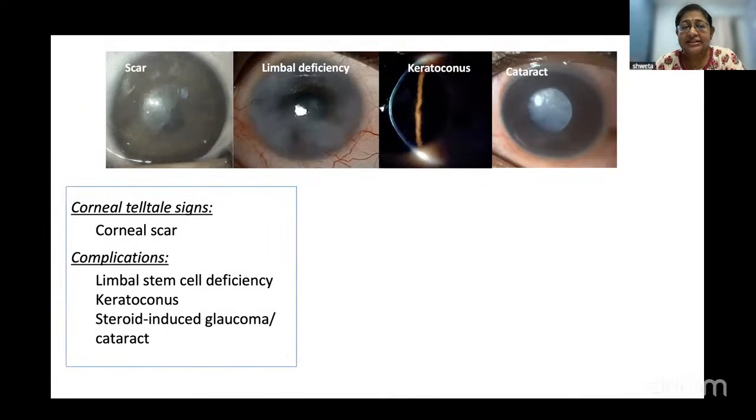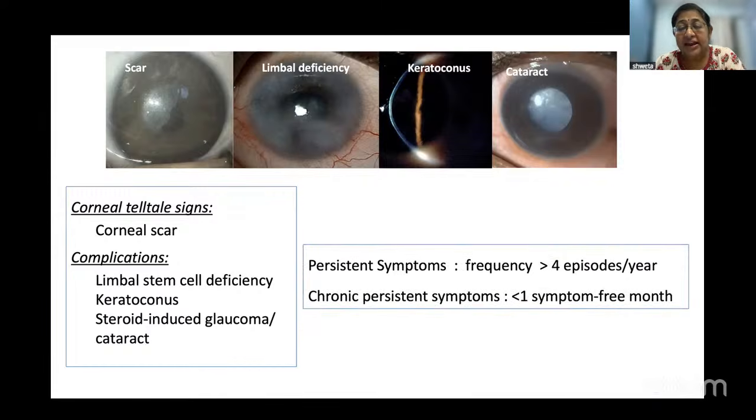Now, what are the corneal telltale signs? Often we see patients who present to us with a corneal scar, which would be indicating an old resolved shield ulcer, which may or may not involve the visual axis. Complications: a chronic VKC can result in limbal stem cell deficiency, corneal ectasia that we call keratoconus, and inadvertent steroid use can result in steroid-induced complications like glaucoma and cataract.